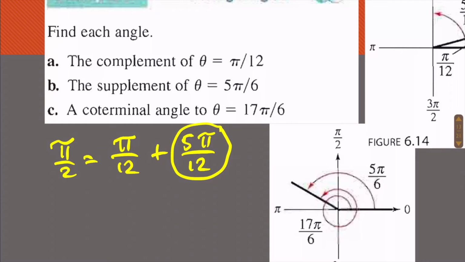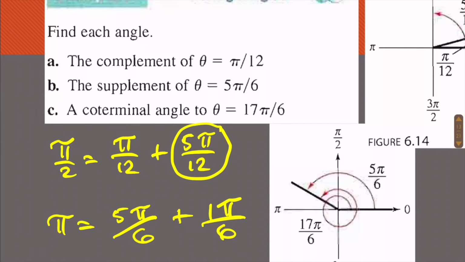And so B says the supplement, remember, is 180 degrees, and so that's a full pi, or 6 pi sixths. So the supplement of 5 pi over 6 would be 1 pi over 6. So we're saying we want the supplement being pi, adding to pi, and we're saying 5 pi over 6 plus something is going to be 6 pi over 6. So we just need 1 pi more, 1 pi over 6, and there we have it. That is the supplement. That's the supplementary angle.